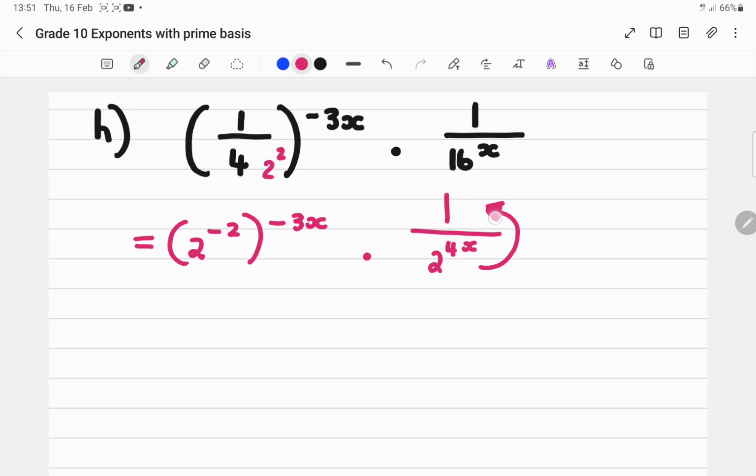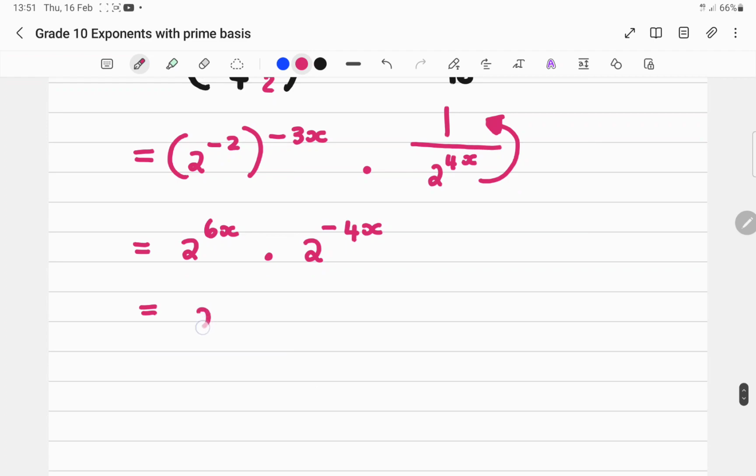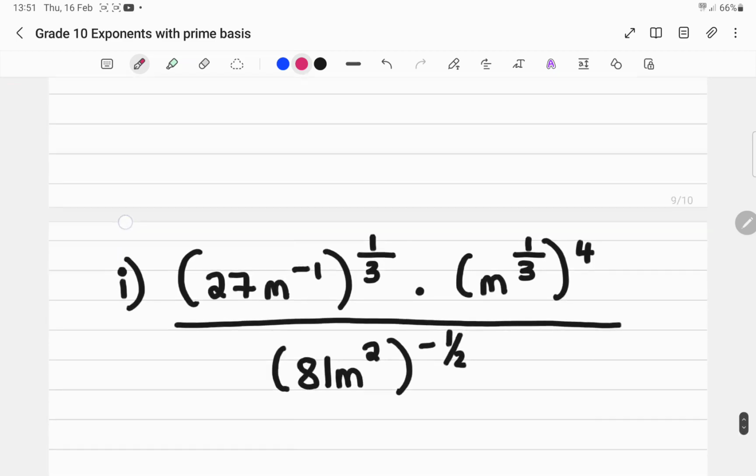How do I make it a base number? I bring it upstairs, and I will make it a negative up there. So I'm just going to show you. 2 to the power negative 2 times negative 3x will give you 2 to the power, negative times a negative is a positive, 2 times 3 is 6x, times 2 to the power negative 4x. All right, you could have left it downstairs and then just divided it out, but this way you keep the same base and say 6x minus 4x, which is 2x. Okay, hope that makes sense.